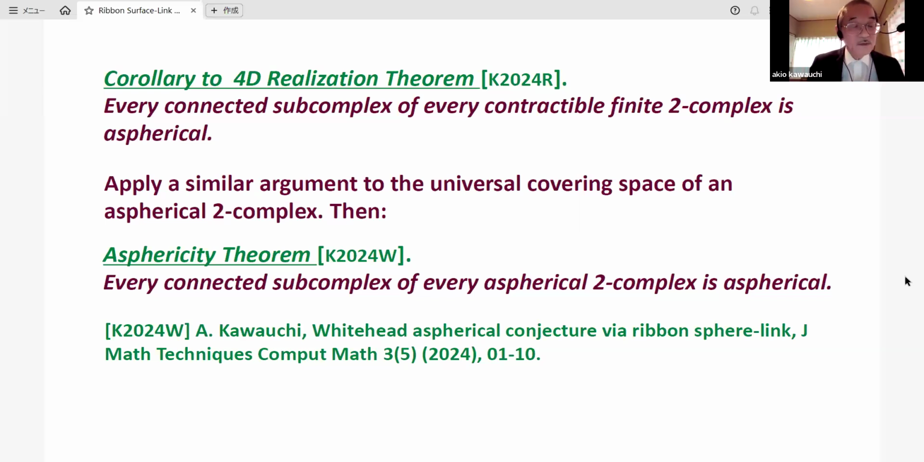So the corollary of this ribbon realization theorem: every connected subcomplex of every contractible finite two-complex is aspherical. Apply a similar argument to the universal covering space of an aspherical two-complex, then the asphericity theorem is obtained, which says every connected subcomplex of every aspherical two-complex is aspherical.